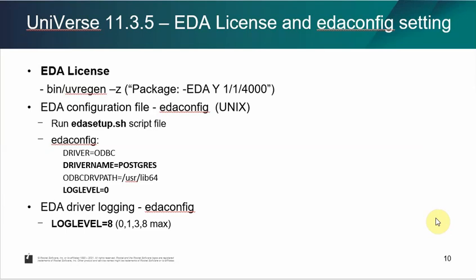Actually, it will create four lines in the EDA config file: driver equal odbc, and the driver name will be Postgres, the driver base, and you can set up the log level. By default it will be zero. So sometimes when you have an EDA problem, you want to change the log level to 0, 1, 3, or 8. 8 is the maximum log level setting.